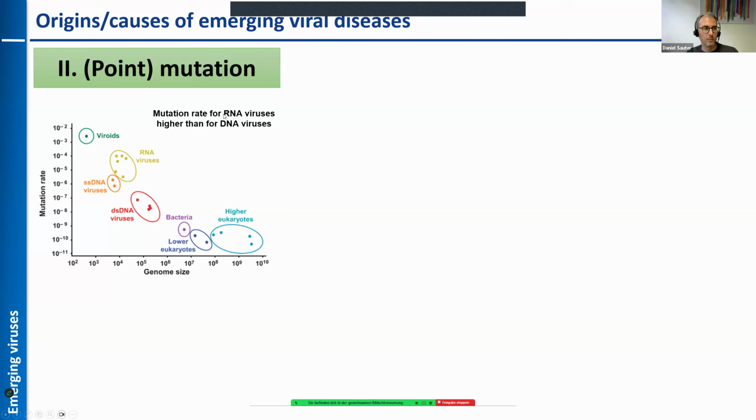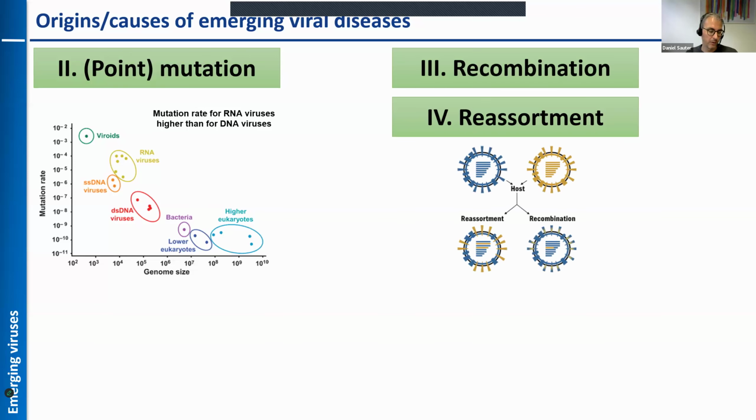But still, viruses may accumulate lots of mutations over time, and this may in the end also result in the development or emergence of new virus species. And apart from single point mutations, also larger mutations or rearrangements in viral genomes may occur. And we refer to these as recombination or reassortment. And these two processes require the infection of a single cell with two closely related viruses.